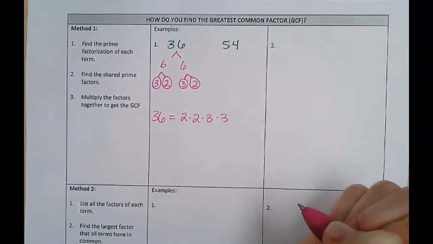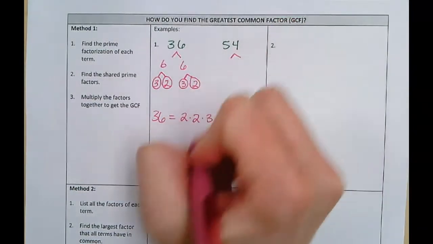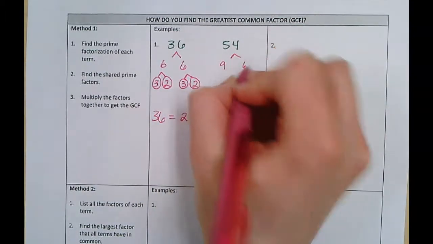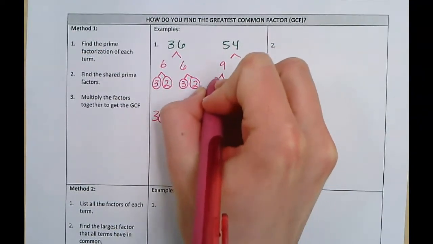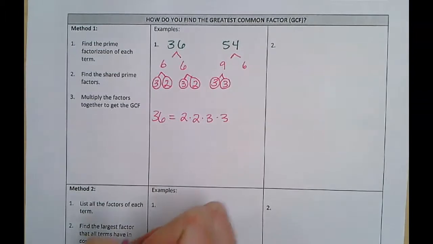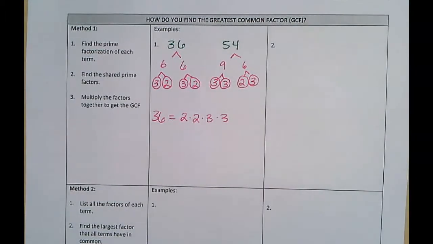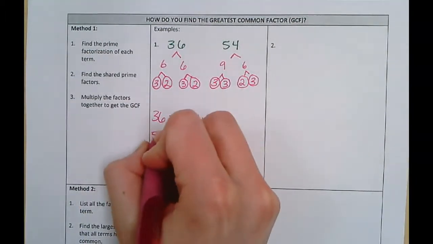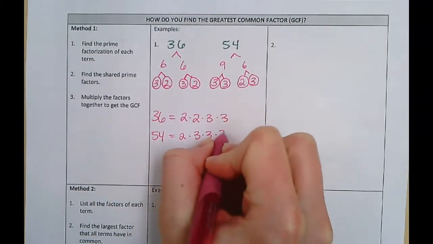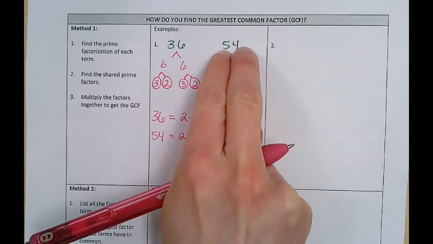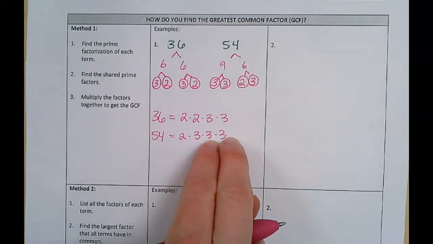Now, next, if I go to 54, once again, there are multiple ways that we can break 54 down. I'm going to take it 9 and 6. So 9 is not a prime number. We can take it down to 3 times 3, and those are our prime numbers for 9. 6, once again, 2 times 3, and we're down to the prime numbers. So 54 is 2 times 3 times 3 times 3. No matter how you started with 54, you should end up with the same exact prime factorization.